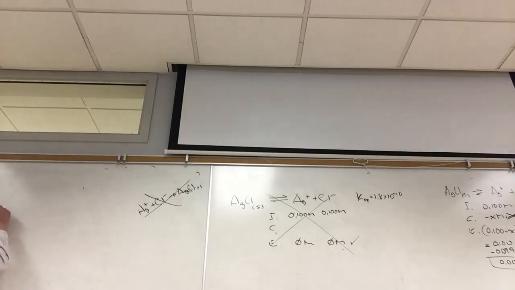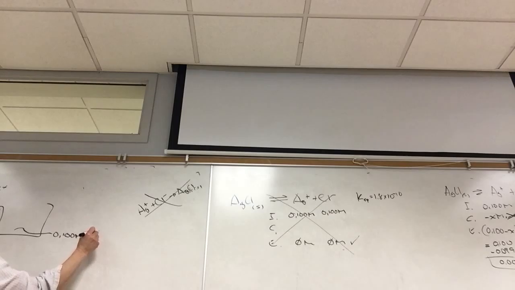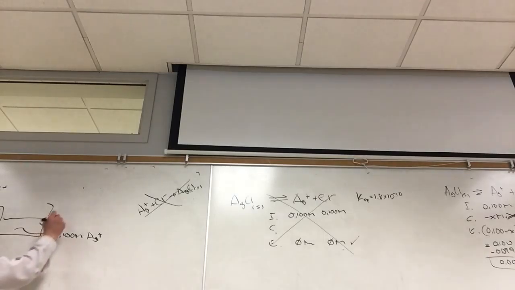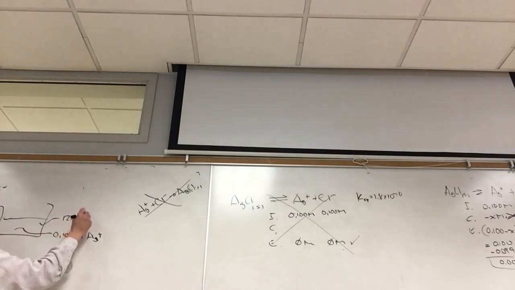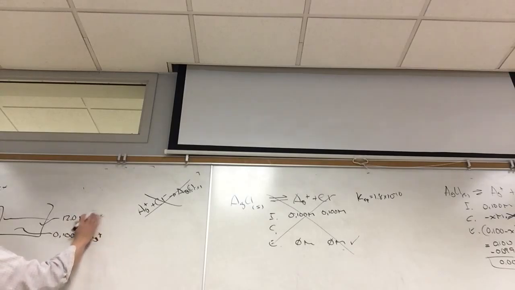Surely, if I do this, if this solution were 0.100 molar silver ions, I'm going to take some concentrated HCl. What was the molarity of the concentrated HCl that you used? 12 molar. Let's make this 12 molar chloride. So if I use 12 molar chloride, that's definitely going to precipitate out all my silver, isn't it? Let's try it now.